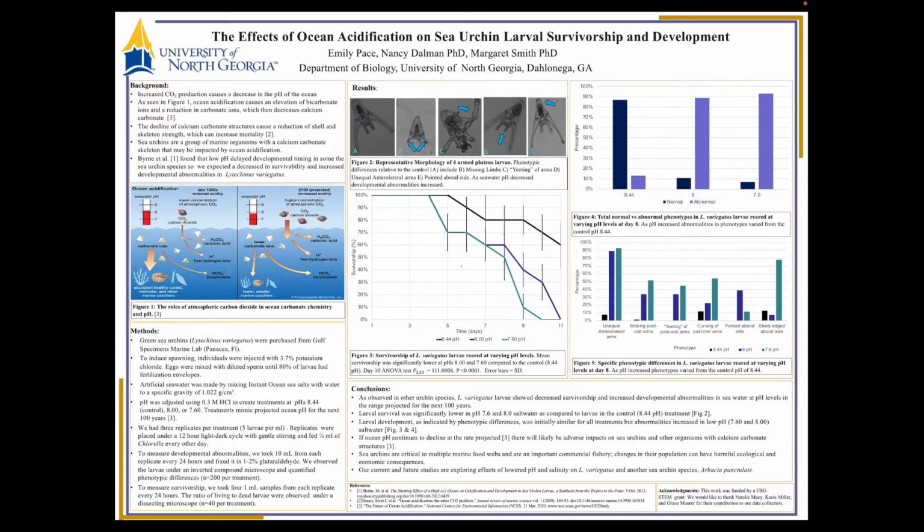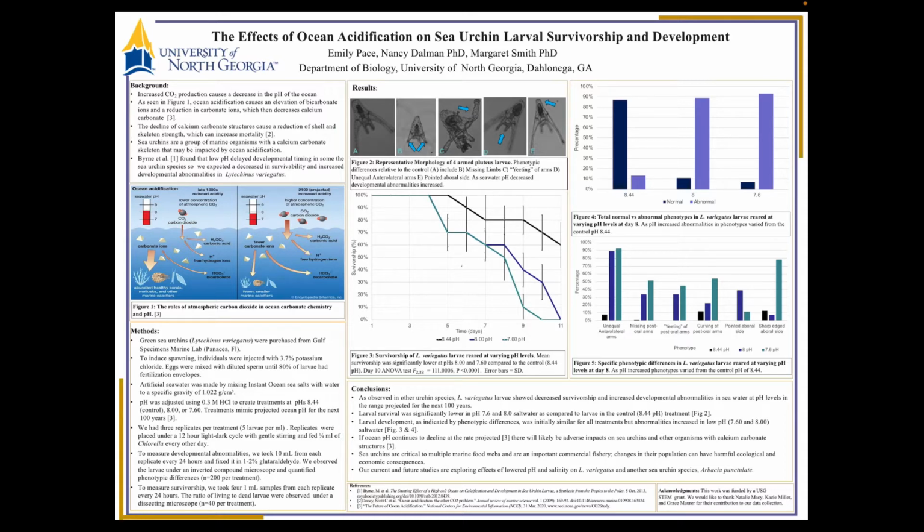I have been working on research with the UNG Biology Department on the effects of ocean acidification on sea urchin larval survivorship and development. If you look at Figure 1, you can see the chemical processes of ocean acidification. The higher concentration of CO2 in the atmosphere causes an increase in CO2 being absorbed by the ocean. A chemical reaction occurs that increases free hydrogen ions, bicarbonate ions, and carbonic acid. This reaction also decreases carbonate ions in the ocean.